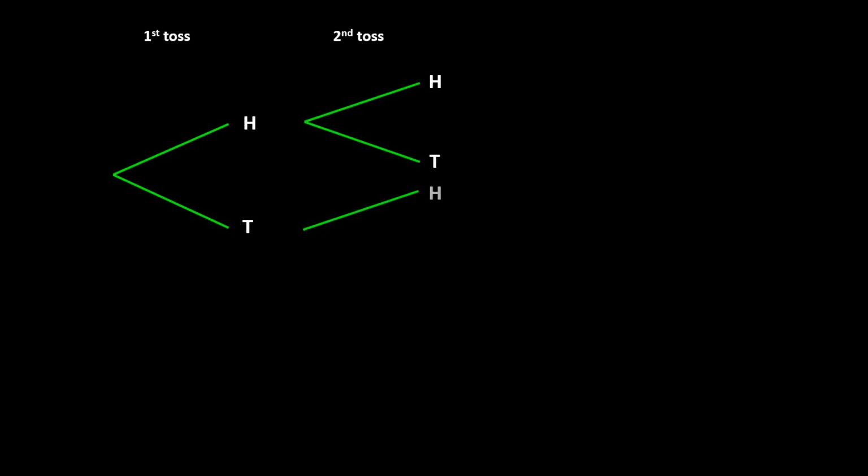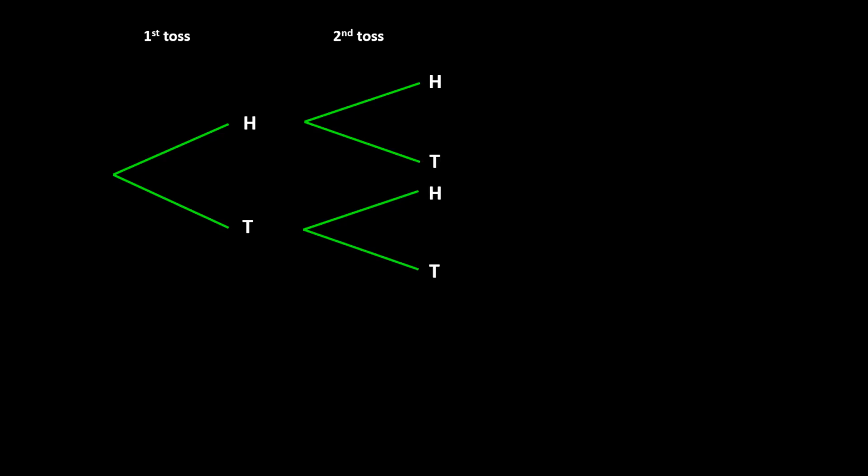We've got our first toss. Now that could be a head or it could be a tail. Now if we get a head on the first toss, on the second toss we could get a head or we could get a tail. And similarly, if we get a tail first time, we could have a head or a tail.